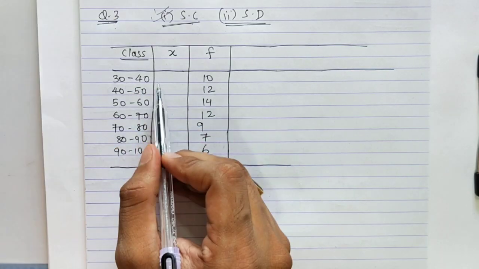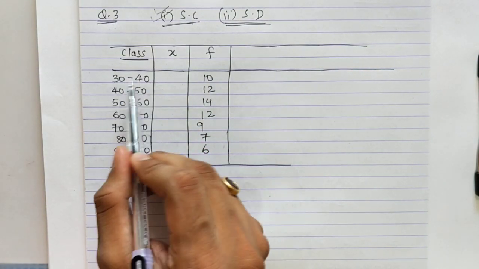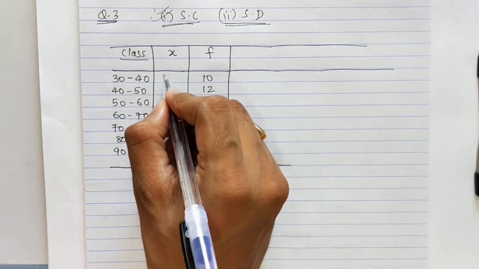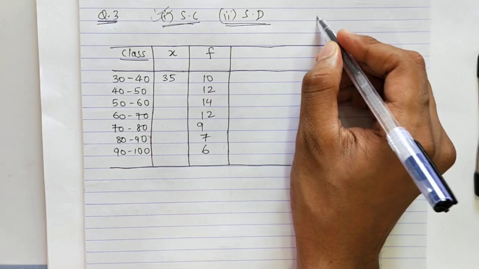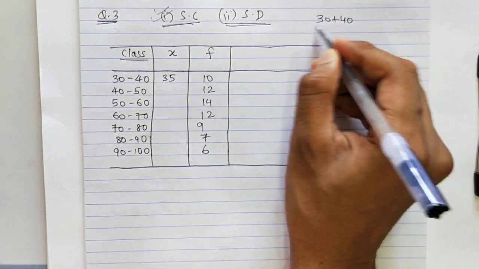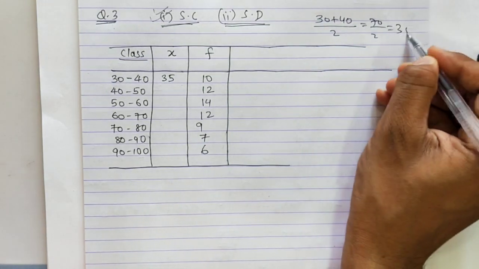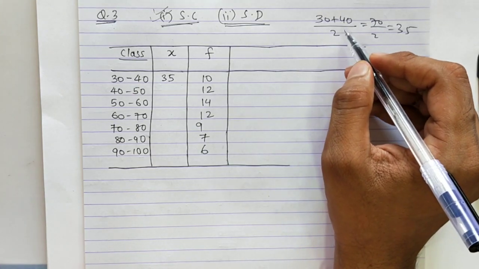First we find the mid value. So how to find the mid value? Midpoint of 30 and 40. 30 and 40 midpoint is 35. See, if you don't know, I've told you last time what to do. Add both the numbers, 30 plus 40 upon 2. So you will get 70 upon 2, that is 35. 35 is the center point of 30 and 40.